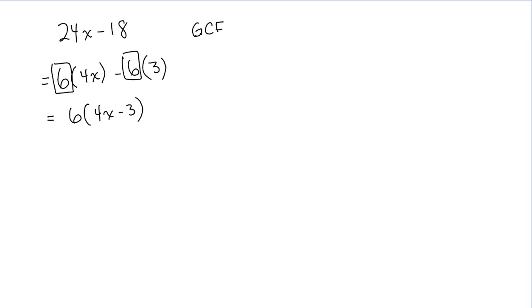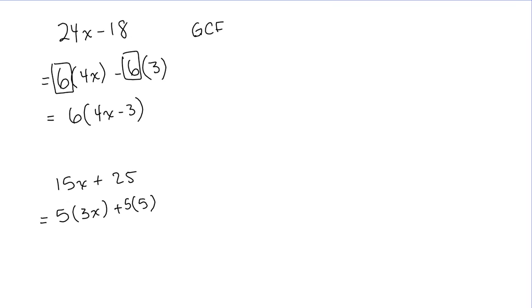Let's try another one. Let's do 15x plus 25. We want to use the greatest common factor. Now we know the greatest common factor of 15 and 25 is 5, so we're just going to rewrite this using our greatest common factor. So 5 times 3x is 15x, plus 5 times 5.